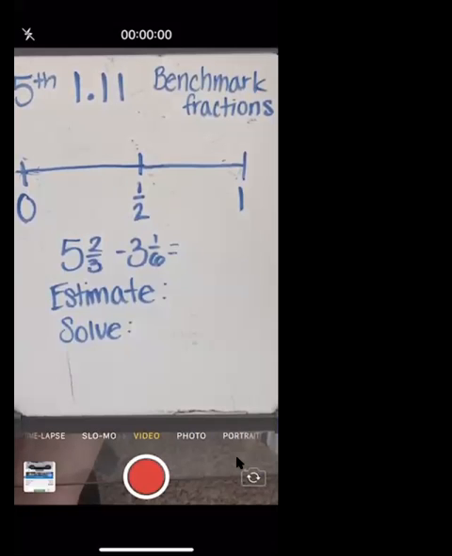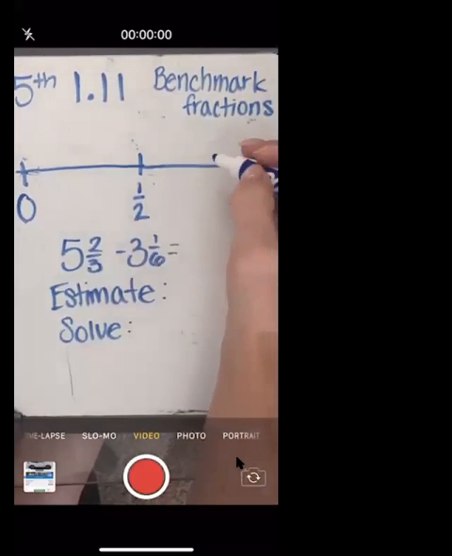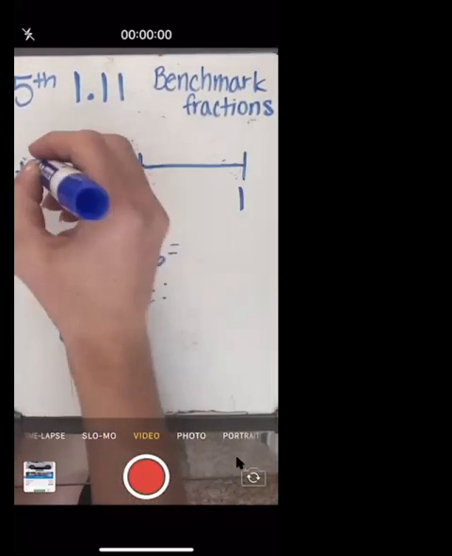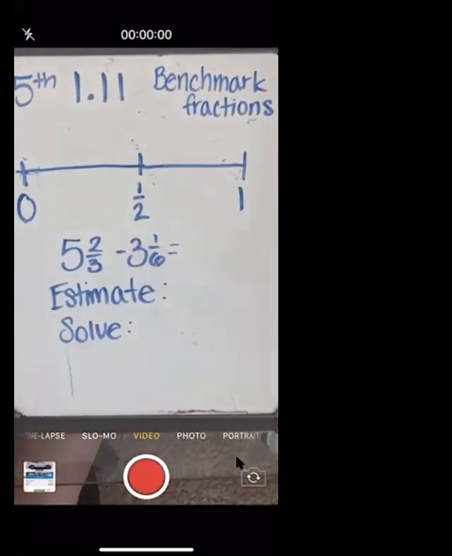You guys, when you're working on your estimate, think about where 2/3 would be on your number line, and think about where 1/6 would be on your number line. If it helps you to actually see it, you could draw this benchmark number line every time. Gio, whenever you are ready, will you tell us what benchmark fraction 5 2/3 is closest to?